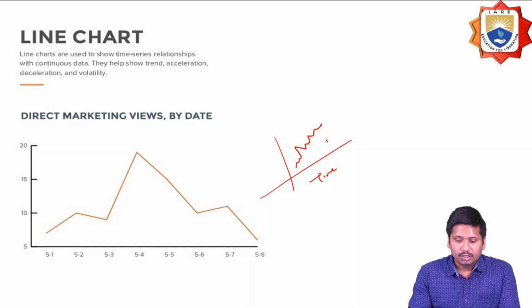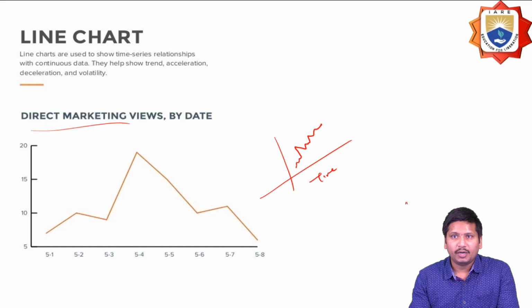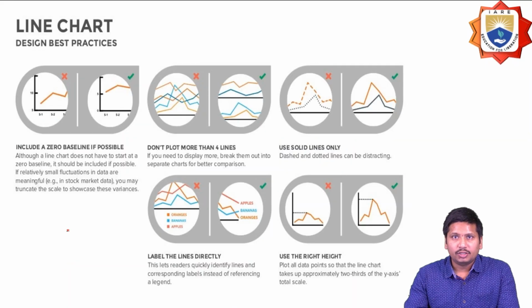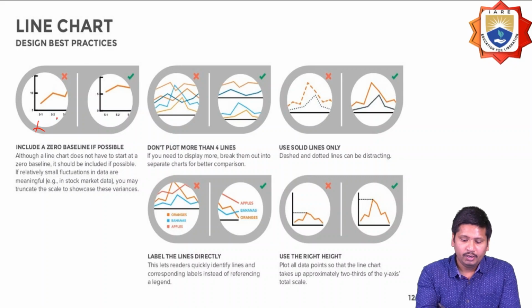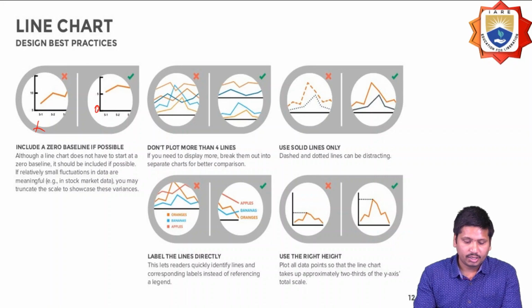Okay, and this example is shown through the direct marketing views by date. This line chart should also follow some design practices. Include 0 as baseline if possible. Otherwise it should not be considered. Maintain 0. It is also one of the design practices from the previous chart.